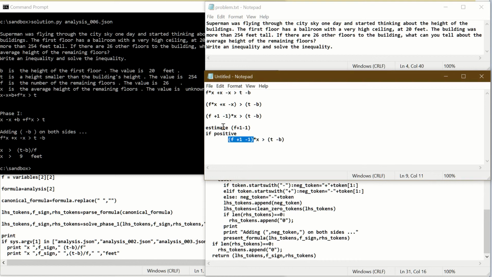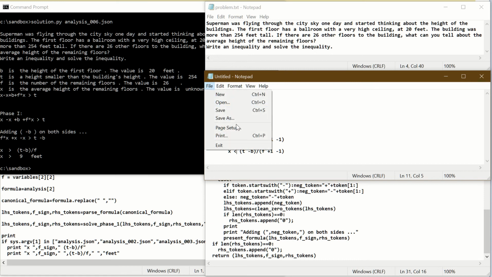I take this term from here and I'm dividing it here. This is our solution. And then if negative, this will be x is smaller than this value. So we know that this value is 9, so we will have x is larger than 9 if f is positive, which is our case, and we will change the formula sign if this term is negative.